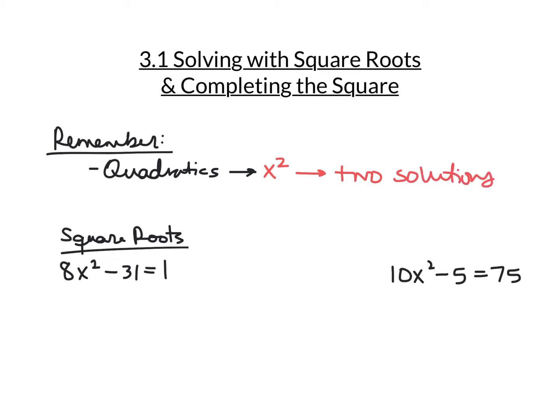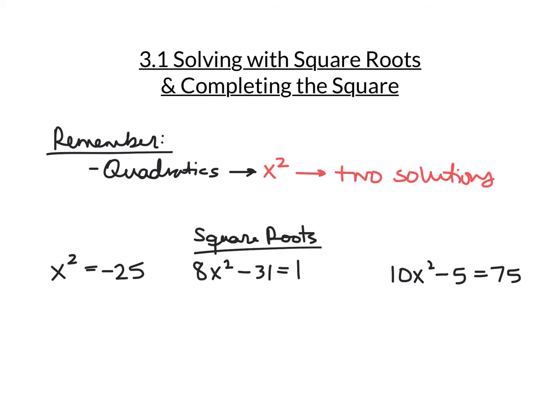All right, so some simple questions to start with. So the goal is to get x by itself. On this one on the left, x is already kind of isolated. I just need to get rid of this squared, so I'm going to take the square root.